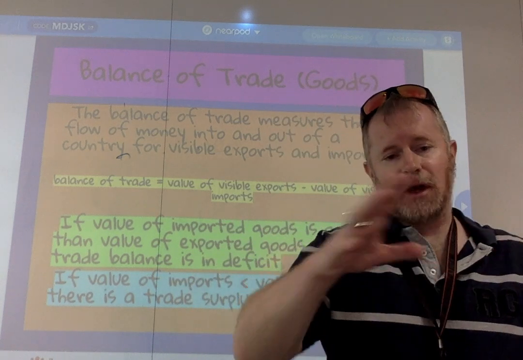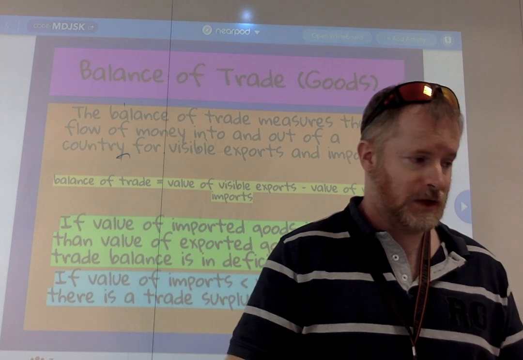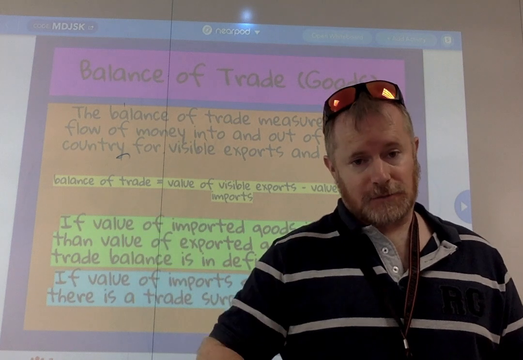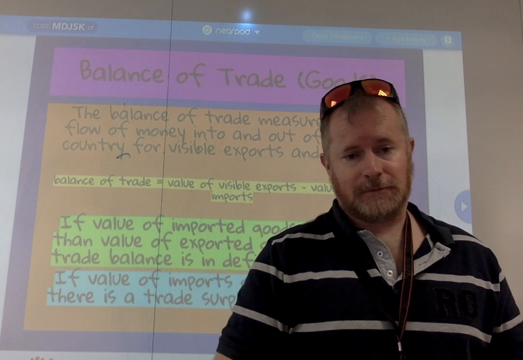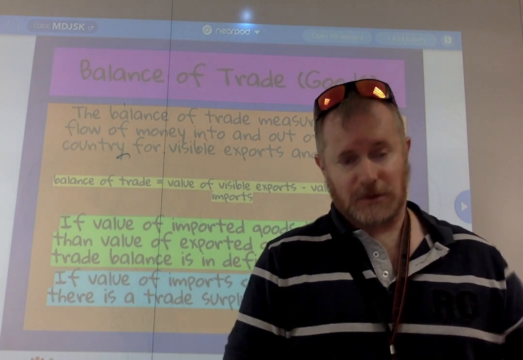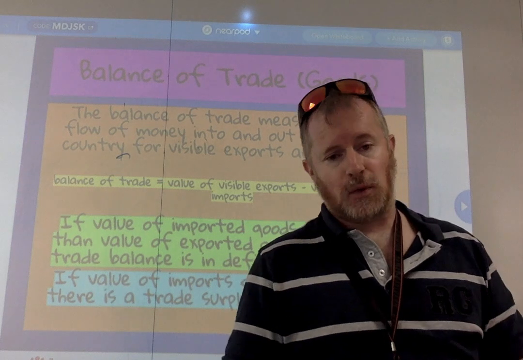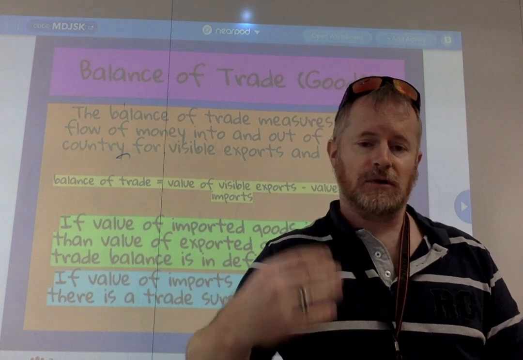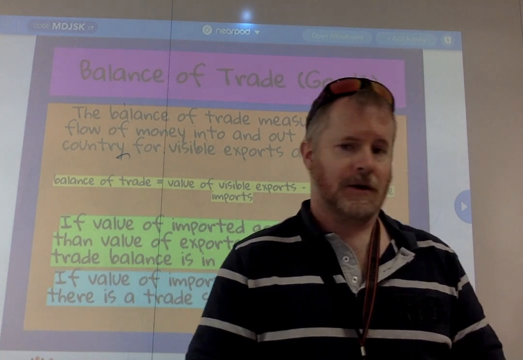And just as with the overall balance, if we see that the value of imported goods is greater than the value of the exported goods, then that's going to be a deficit. And likewise, if the value of exported goods is greater than the value of imported goods, then it's a surplus. We're still using that language, that terminology, to understand it. All right?